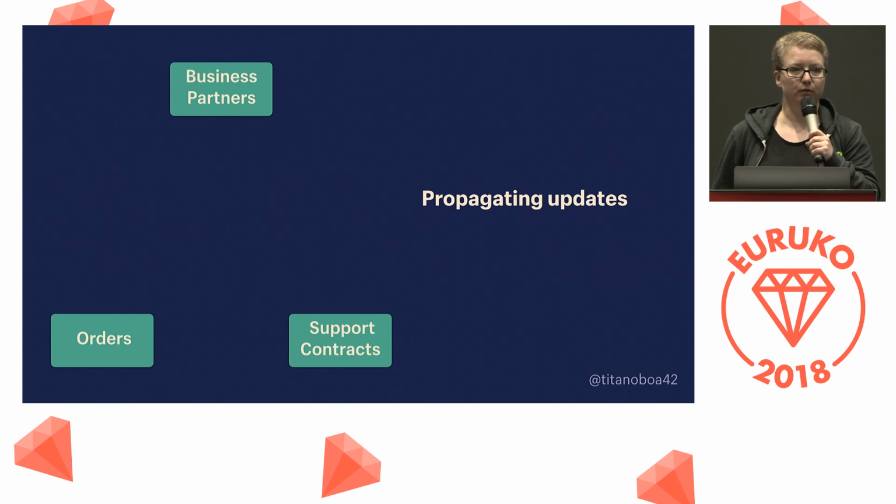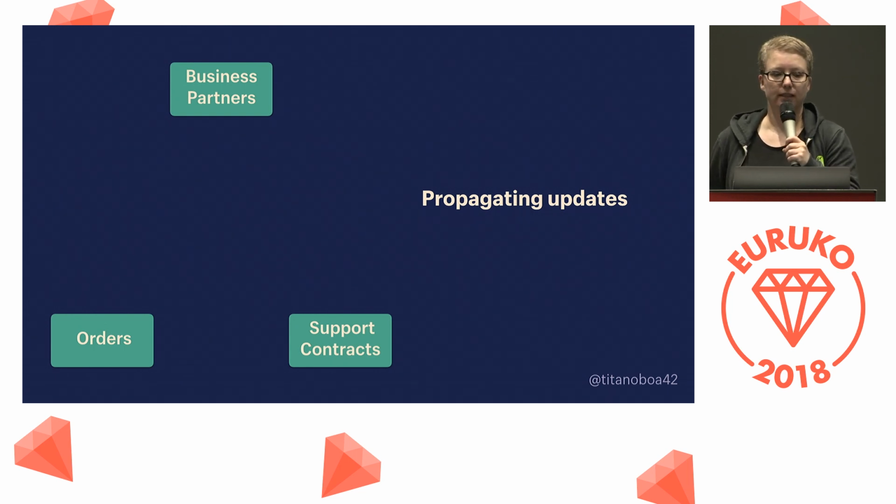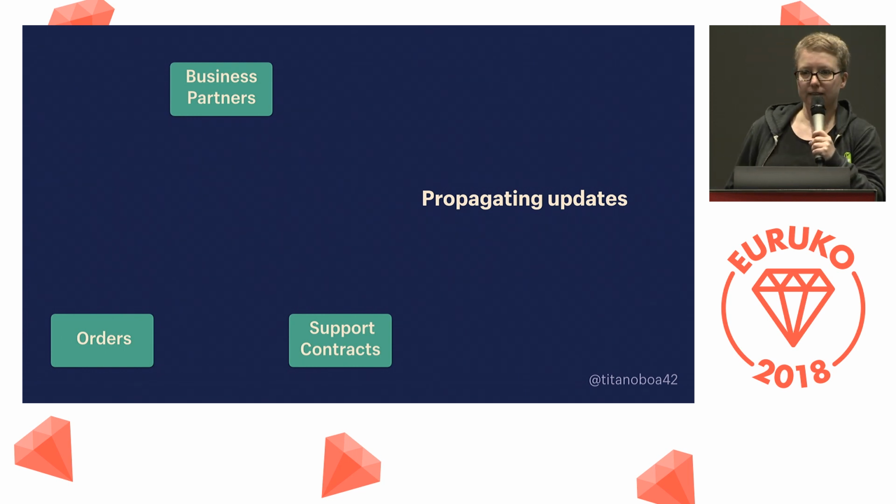Let's take a look at this made-up example of a distributed architecture. If my business partner goes out of business, I'm going to update their record in the business partner service. But I also want to cancel their pending orders and put their support contracts on hold. So some client services need to know about this update.